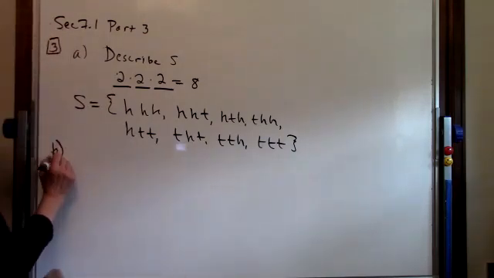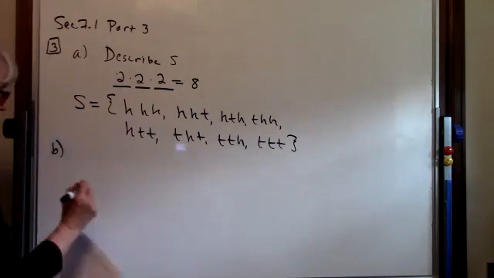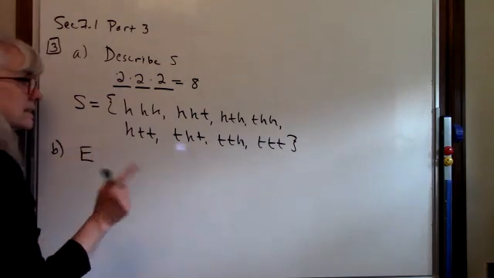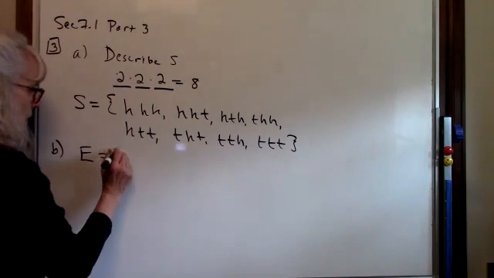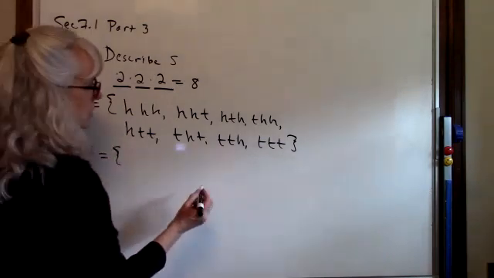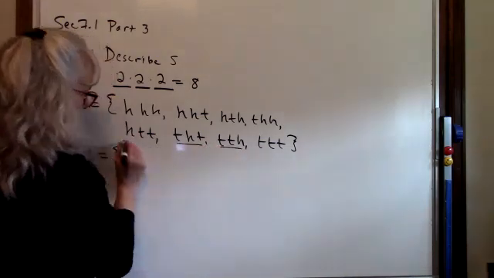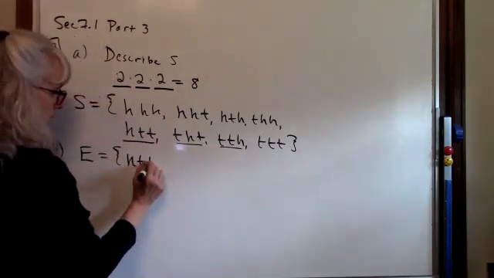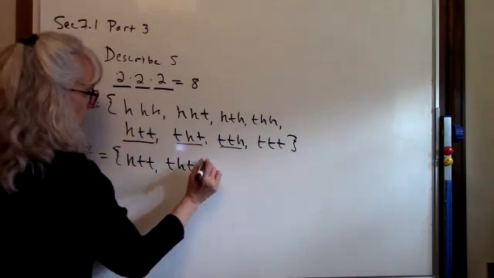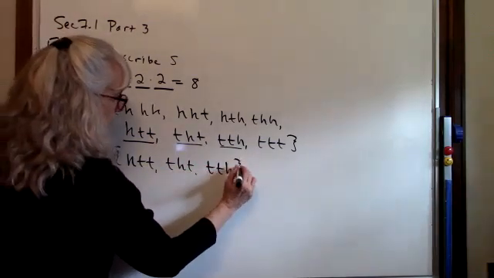Okay, part B is asking us simply to determine the event E that exactly 2 tails occurs. Well, all I have to do is come back up here and look for exactly 2 tails. So exactly 2 tails would be this one, and this one. So I'm going to relist the head, tail, tail, the tail, head, tail, and finally tail, tail, head.